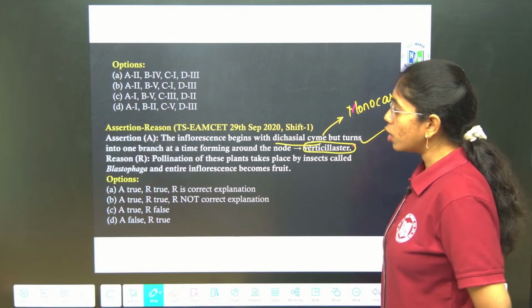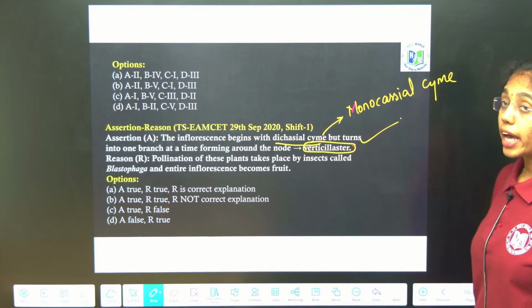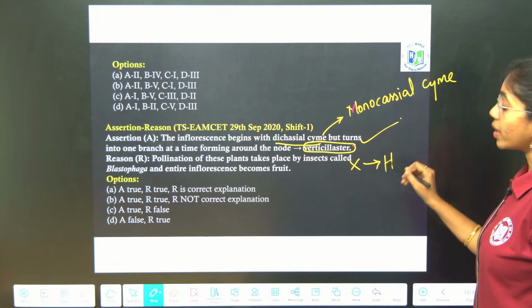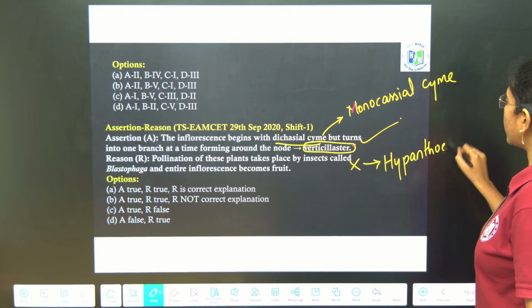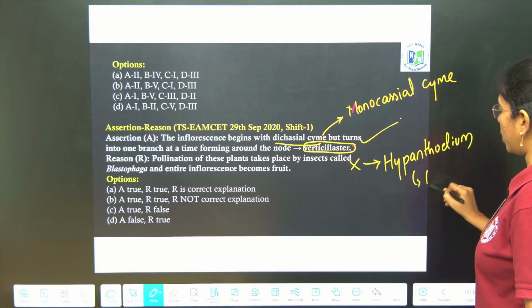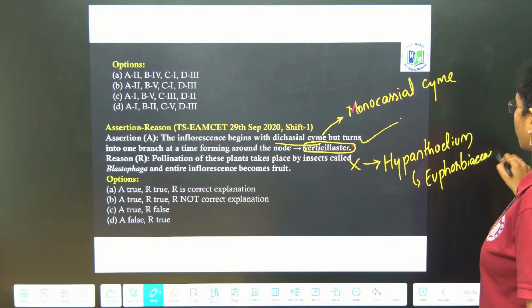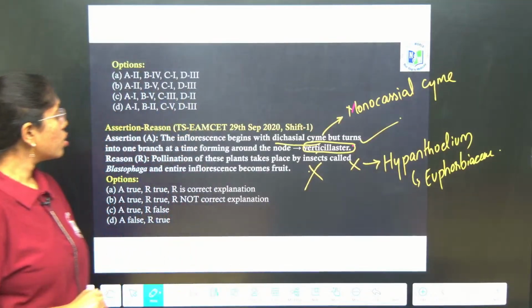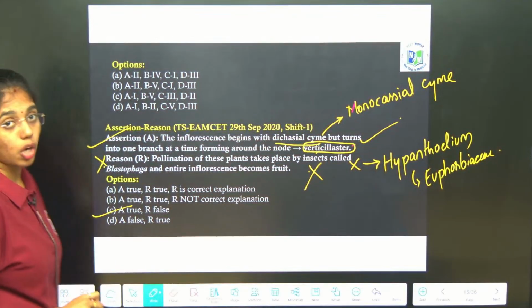In reason, pollination of these plants takes place by the insects called Blastophaga and the entire inflorescence turns to fruit. Wrong. Entire inflorescence turns to fruit in what type of inflorescence? Hypanthodium, that is seen in Euphorbiaceae family members. Fine. So, it is not observed in Verticillaster, that is Lamiaceae family members. So, here assertion is true and reason is false. A is true and R is false. Option C.